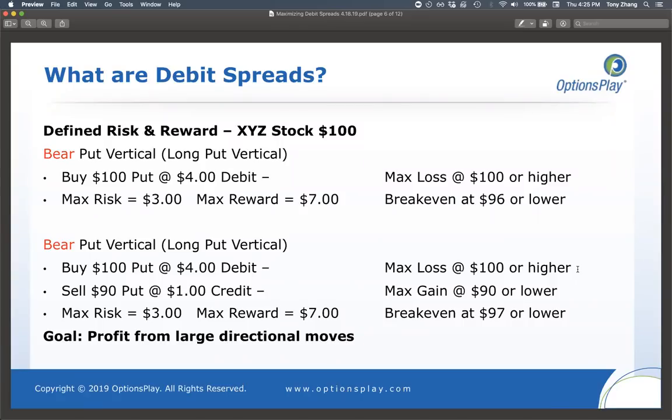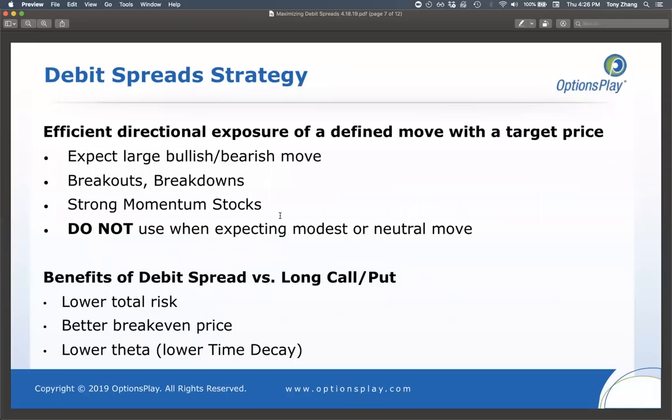And again, most of the time when you're trading these debit spreads that are maybe one to two months out, there's only so far you think the stock will go. So there's no need to pay for that unlimited upside. You should try to sell an out-of-the-money call or put against that long call or put, and that's going to help offset your risk. That's really the key of why debit spreads are a more efficient directional exposure for a defined move with a target price. So we'll go through a few examples today with some real stocks to solidify this aspect of trading debit spreads.